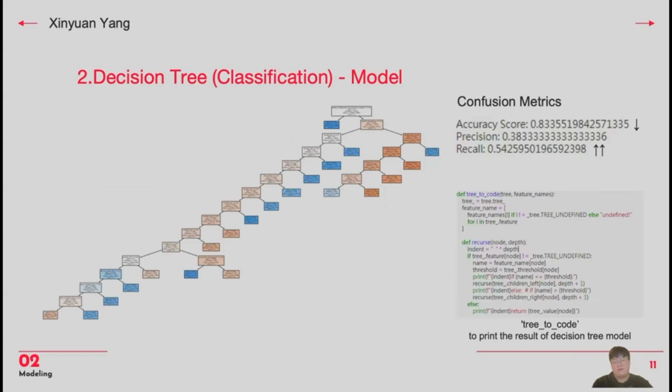When it came to the confusion matrix, it showed that the accuracy rate decreased a little bit to 0.83. However, the recall rate increased much more to 0.54. Therefore, according to the confusion matrix, we decided to choose the second decision tree model. At the end, we wrote a function to print the result of the decision tree model so that we can get some commercial insights. Next is the suggestion part of the decision tree model.